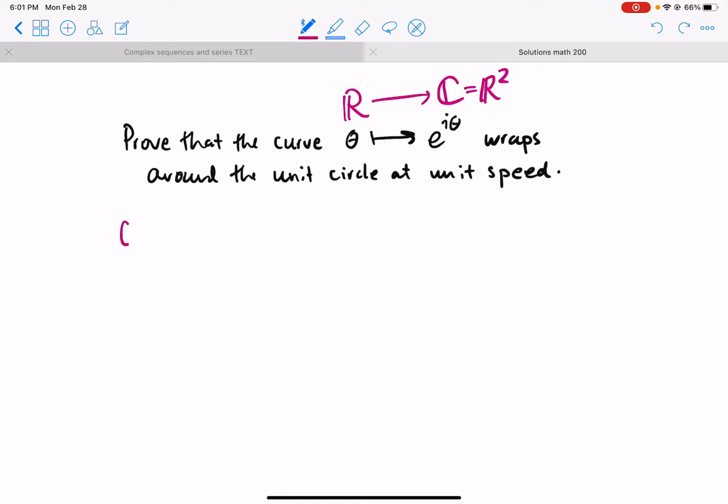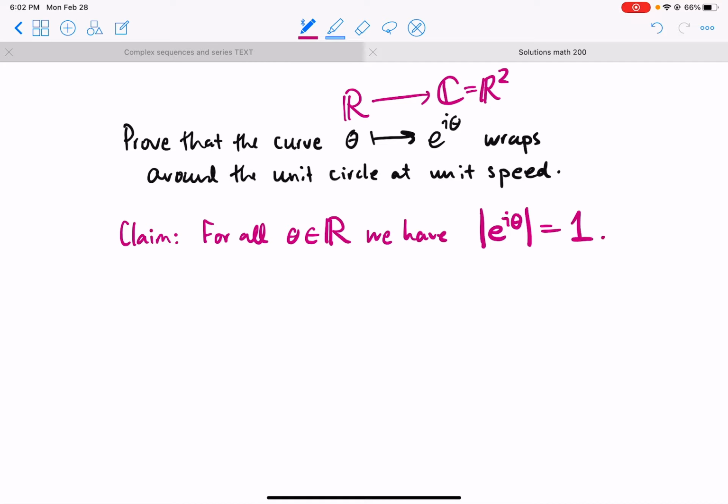that, claim: for all real numbers theta, we have the absolute value of e to the I theta is 1. That is what it means to be on the unit circle. So that the image of this map is completely contained in the unit circle, which means that the modulus is 1. Okay? And so let's try to prove this. So first of all, proof.